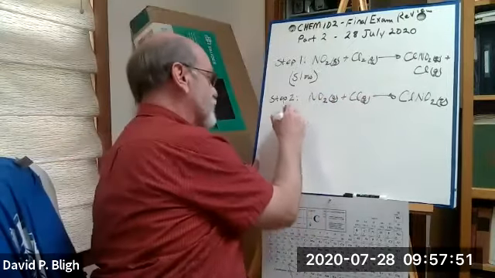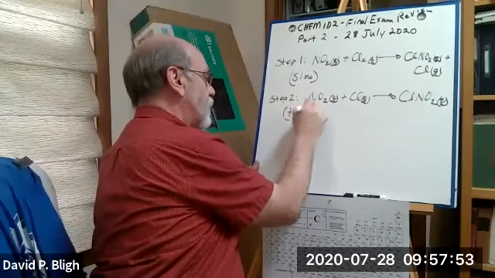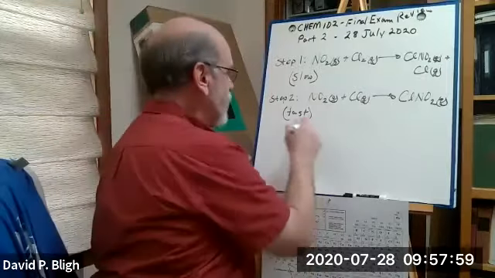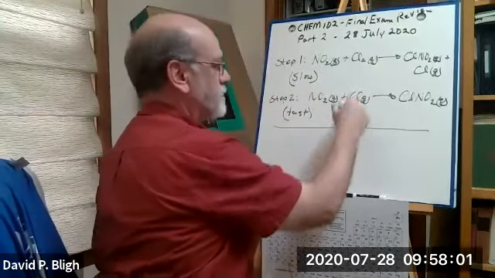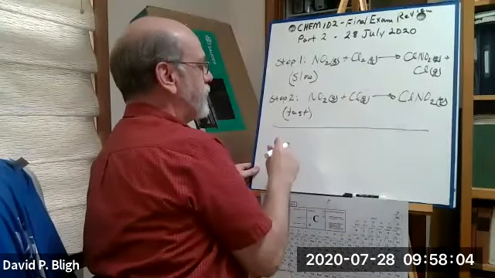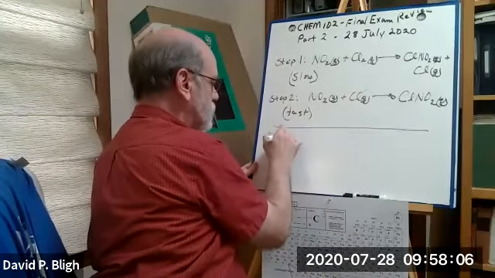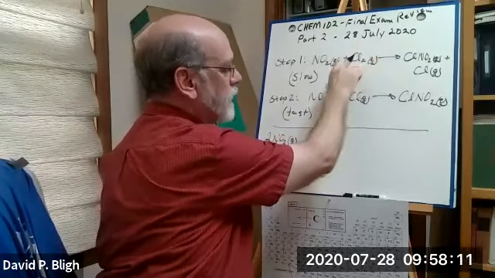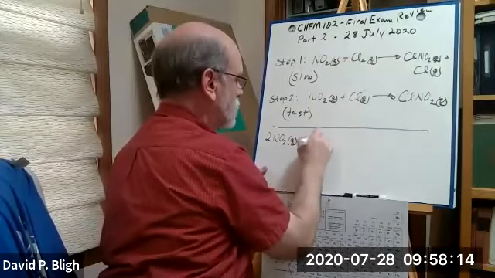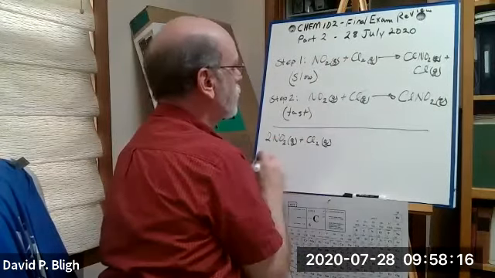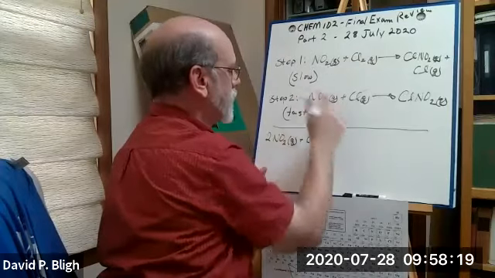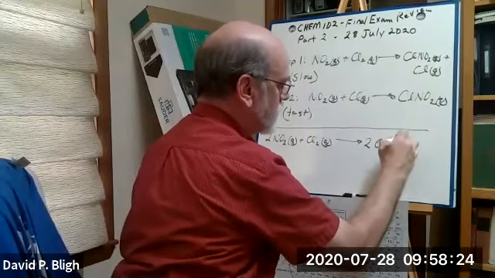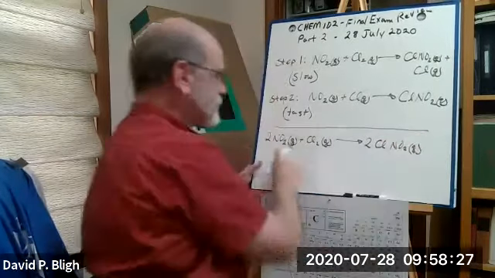If we add these together, this is the fast step relative to the other one. And if we add those two together, that one cancels and that one cancels. We get two NO2s and a Cl2. And that yields 2 ClNO2. So that's the overall reaction.